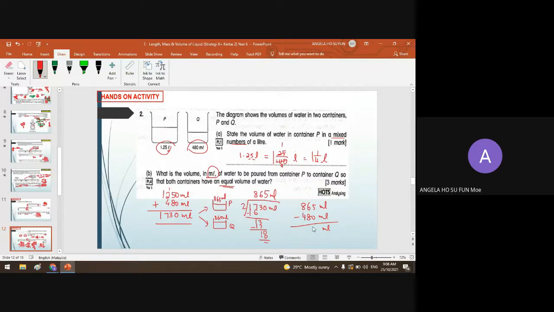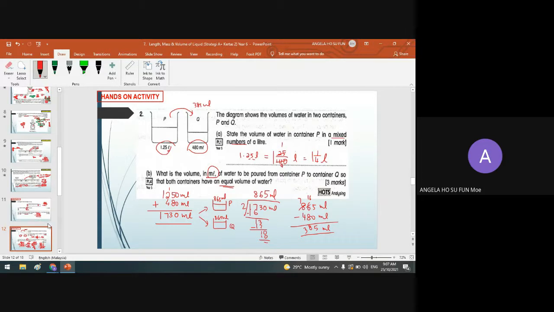The rest of you, please respond. Please look at your screen. 5 minus 0 is 5. 6 minus 8 is not enough. I regroup here, becomes 7. 16 minus 8 is 8. 7 minus 4 is 3. So it means that from container P, you are going to pour in an extra 385 ml of water to make up 865 ml. That's it for question number 2.